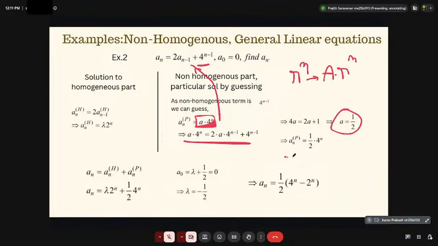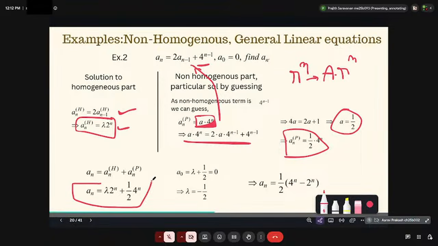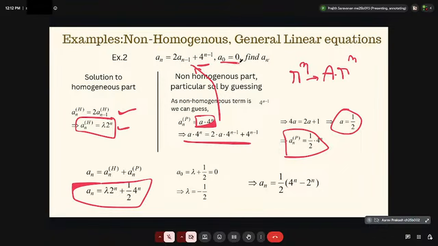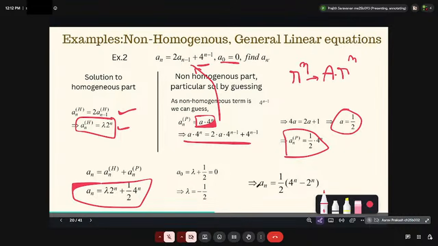Once you solve for a, you will get your particular solution. So again, the homogeneous solution, you know already how to solve. So this is a GP. So you know how to solve a GP: constant into common ratio power n. So once you have this and this, you will simply add them. So this is your solution. You will use the initial conditions given, and you will find your lambda value. So that will be your final solution.